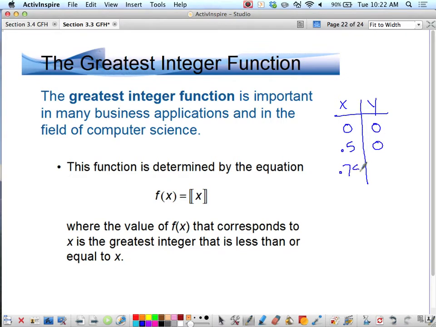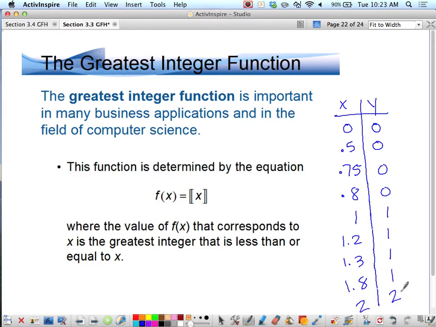How about 0.75? 0. How about 0.8? In fact, it stays that until I hit what number? 1. And when I hit 1, its y values jump up to 1. And then they stay 1 for 1.2, 1.3, 1.8. Any of those, they're 1. Where's it going to jump again? 2. As soon as I put 2 in for x, it's going to jump up to 2. So everything between 2 and 3 stays 2. Once you hit 3, it jumps to 3. Does that make sense for what's going on there?